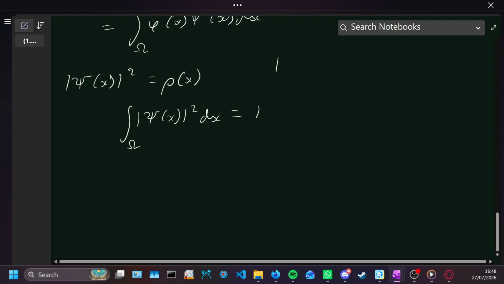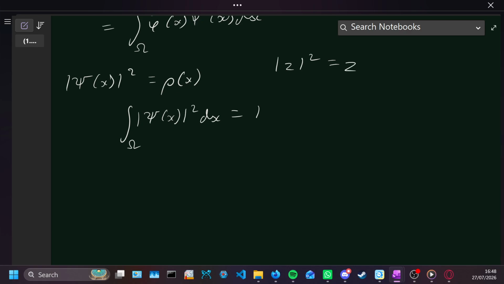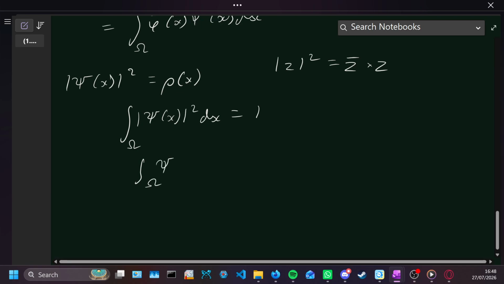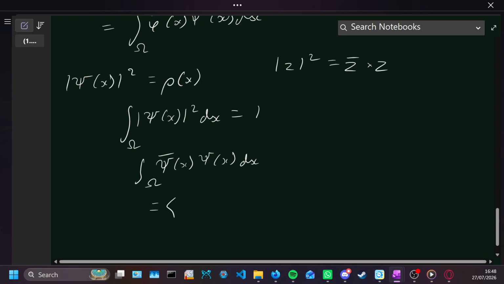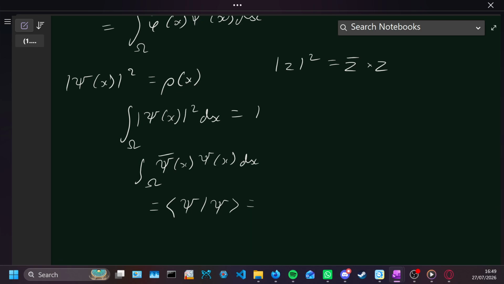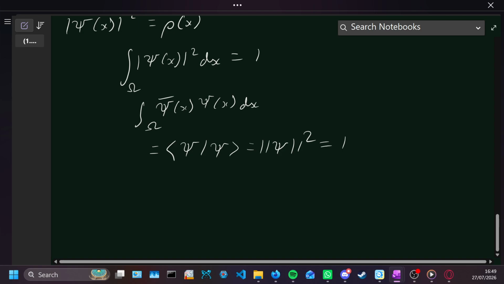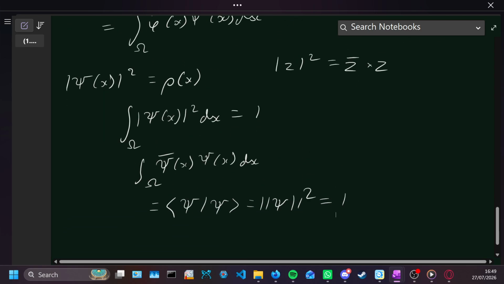But anyways, if I take the modulus of a complex number squared, I can write this as its conjugate times itself, and so writing this, to get psi bar of x, psi of x dx. And now I can write this as the inner product of psi and psi. This is the length of psi, and this is also the norm of psi squared. Anyways, all of these are equal to 1 using this interpretation. Great.